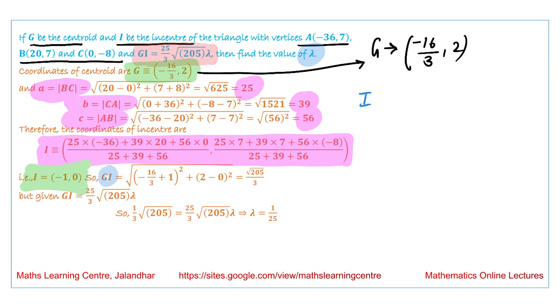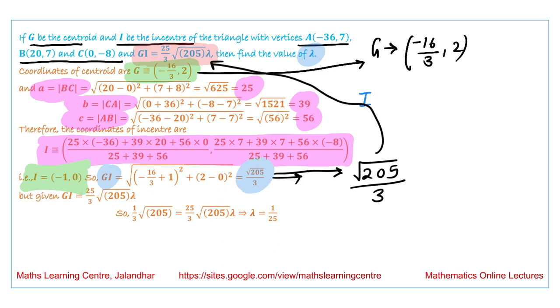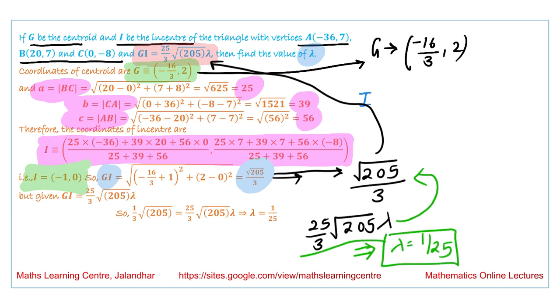Now we can calculate the length GI. We use this formula and we obtain the answer as square root of 205 by 3. It is given that this length GI is (25/3) square root of 205 times lambda. So both these values are equal, and this implies that the value of lambda is 1 by 25. This is the value of lambda that we will have.